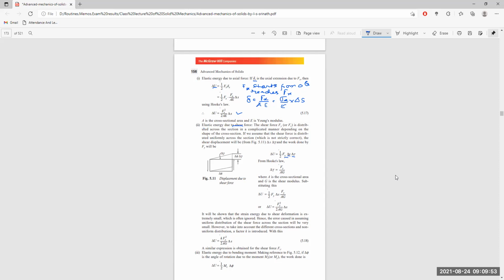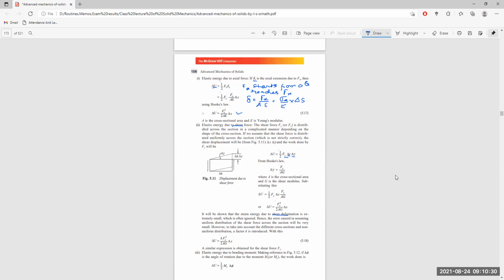So we have two displacements, one is delta S and one is delta Y. From Hooke's law, delta Y, or the angle subtended, is equal to Fy divided by A into G. Fy is the shear force, A is the area over which the shear force acts, and G is the shear modulus. If we replace delta Y by this equation, we have half Fy into delta Y, which gives Fy squared by 2 into A into G, multiplied by delta S. This is the strain energy due to shear deformation itself.